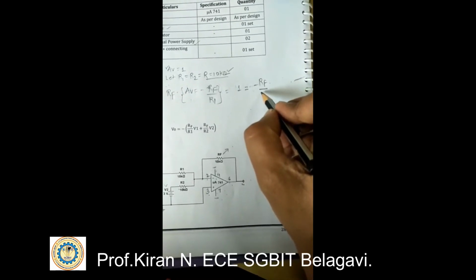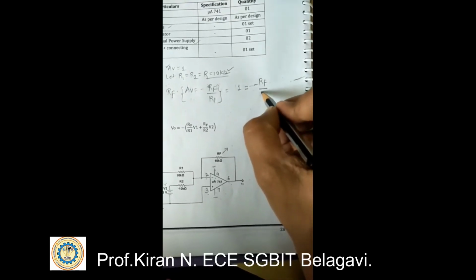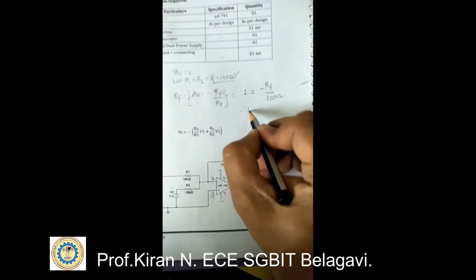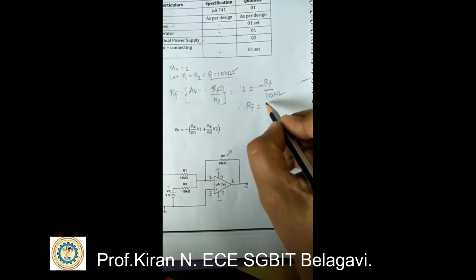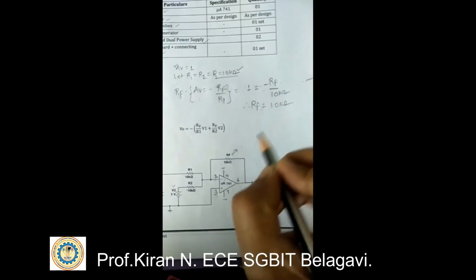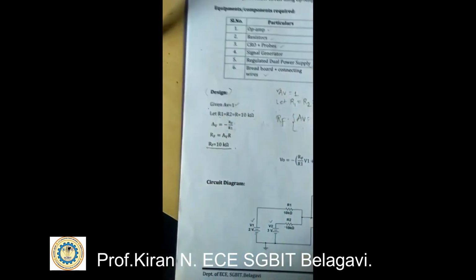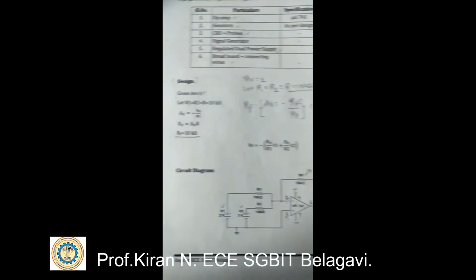which is out of phase. R1 is 10 kilo ohm. So from this we get the RF value as 10 kilo ohms. That is what we have calculated here, the RF value as 10 kilo ohms.